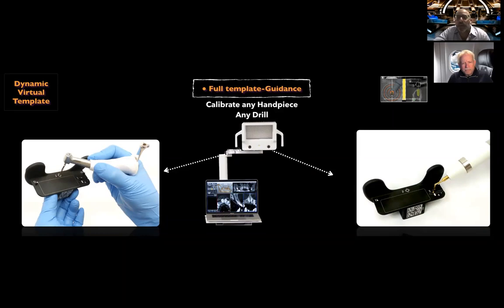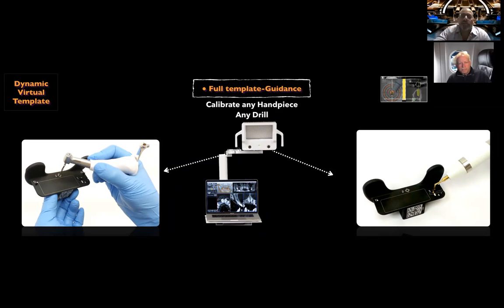And part of the unique versatility, one of the reasons I went with Navident as opposed to some of the other systems that are out there, was the versatility of the unit. Being able to use a piezo unit, being able to use a high speed, a low speed, to calibrate various different devices and various different tips. And I think that's the key, because it doesn't limit me to just placing an implant or drilling an osteotomy. This opens up a whole new door.